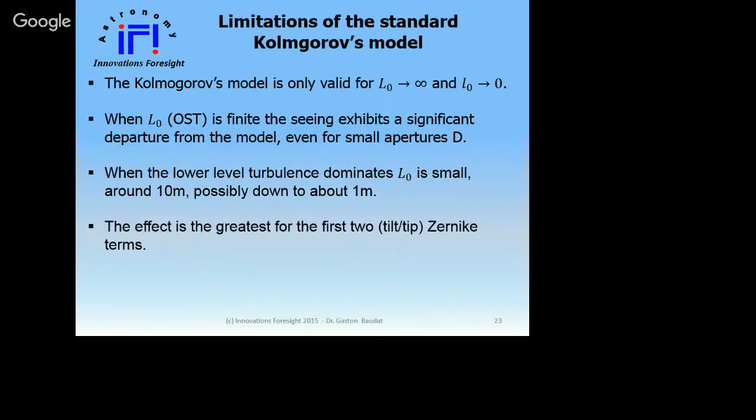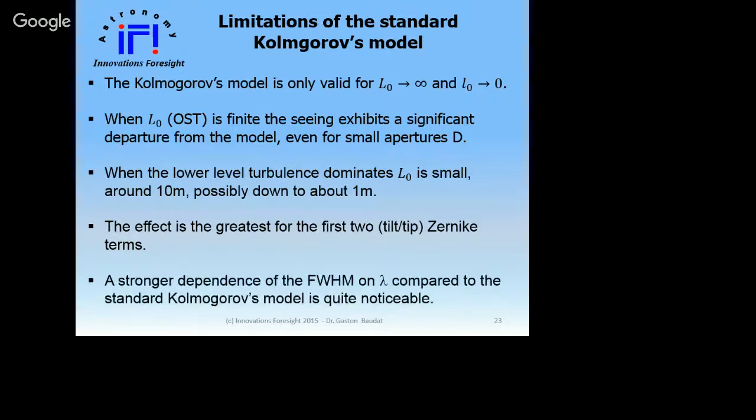And the effect is mainly on the tip-tilt of the wavefront, because it's all about the larger scale eddies, and those have most of the energy, impacting most of the low-order aberrations. And the dependency of the FWHM on the wavelength increases in that case versus the standard Kolmogorov model.